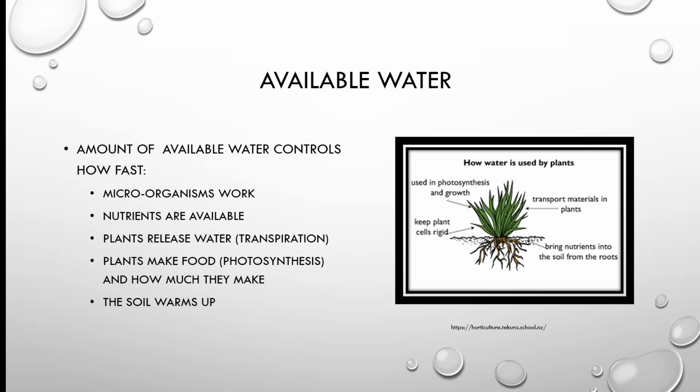Okay, so the amount of available water controls how fast microorganisms work. And microorganisms, they're going to need some air in there. If there's too much water, it can be a real problem. Available water also influences how many nutrients are available, how much water is transpired, how plants make food through photosynthesis, and how the soil warms up. If the soil is too wet, it's going to take a very long time for the soil to warm up, and that can be a problem for microorganisms.